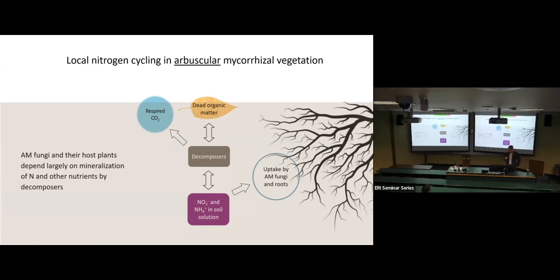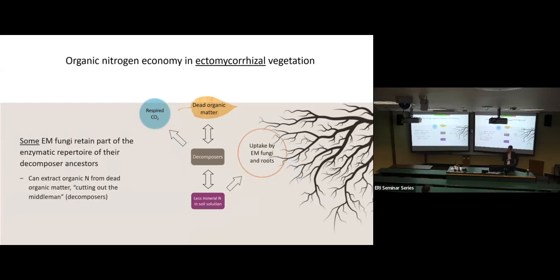Things get a bit blurred in ectomycorrhizal vegetation, where you can get an organic nitrogen economy, as it's been termed. Some of these ectomycorrhizal fungi retain part of the enzymatic repertoire of their decomposer ancestors. So they can extract organic nitrogen from dead organic matter, cutting out the middleman, so to speak. I've attempted to attach some ectomycorrhizal hyphae there that are going into that dead organic matter and preempting, or at least competing with, the decomposers.